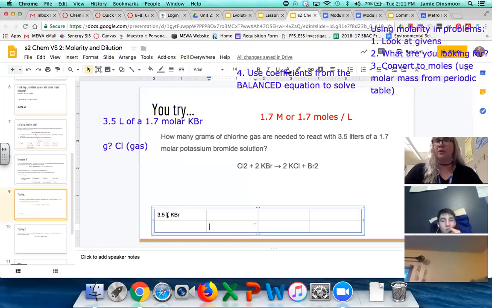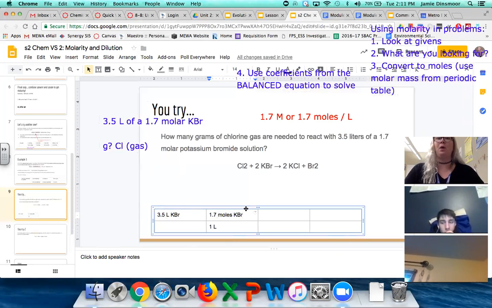We want to cancel liters out, so we'll put liters on the bottom. And we know that for every liter, we have 1.7 moles of potassium bromide. And again, how do we know that? They told us in the question. All we had to know was what the definition of molarity or molar is, and we go, oh, that means 1.7 moles per 1 liter. Well, that's cool. Now our liters are canceling out.